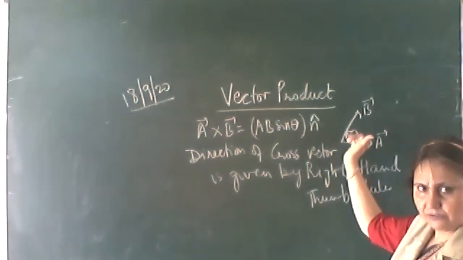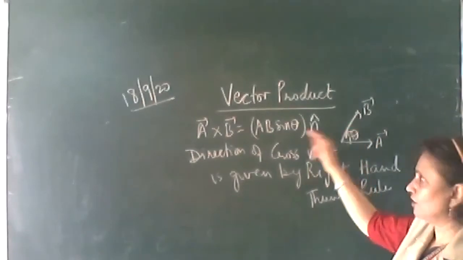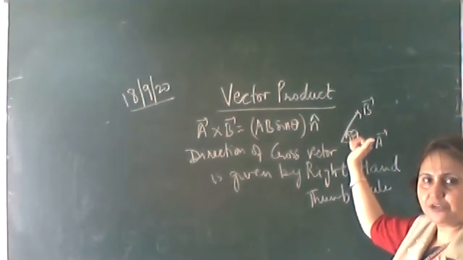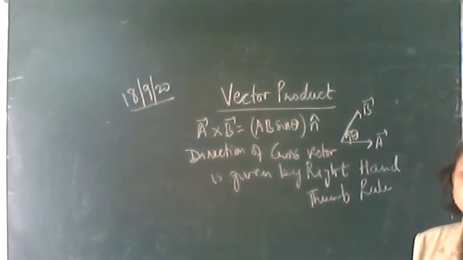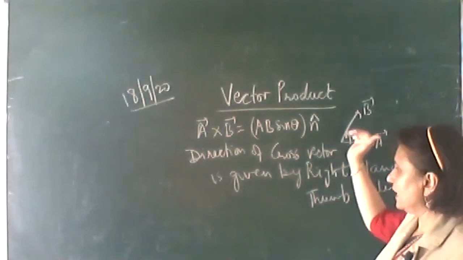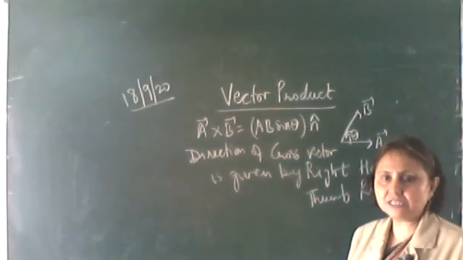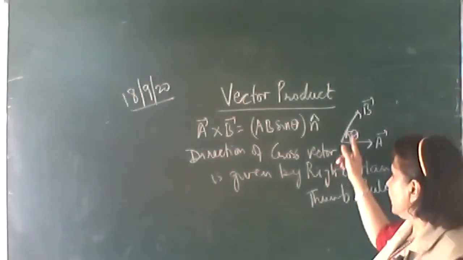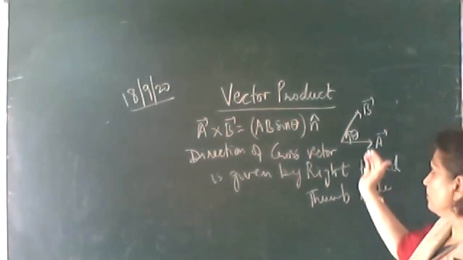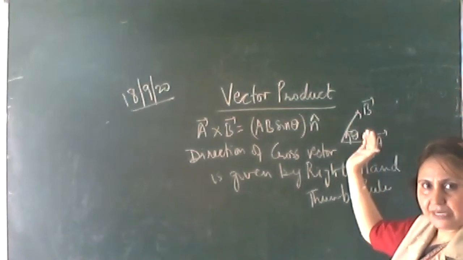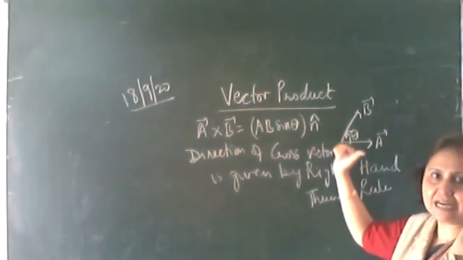A to B, you have to do with your right hand, A to B. Along theta, along first vector to the second vector, we move A to B. Then the thumb, which is perpendicular to the curled fingers, will give the direction of n cap. So for A cross B, it is very necessary to see which one is the first vector. First vector is A vector. So A to B along the acute angle, not the obtuse angle. We curl the fingers of the right hand from A to B, then the thumb which is perpendicular to it will give the direction of n cap.